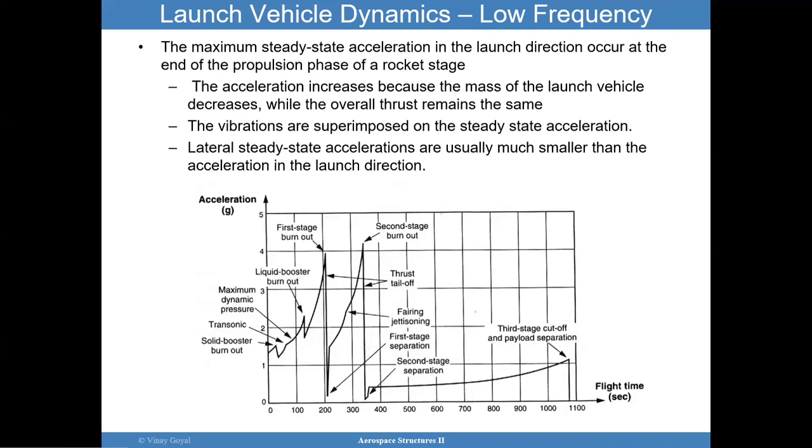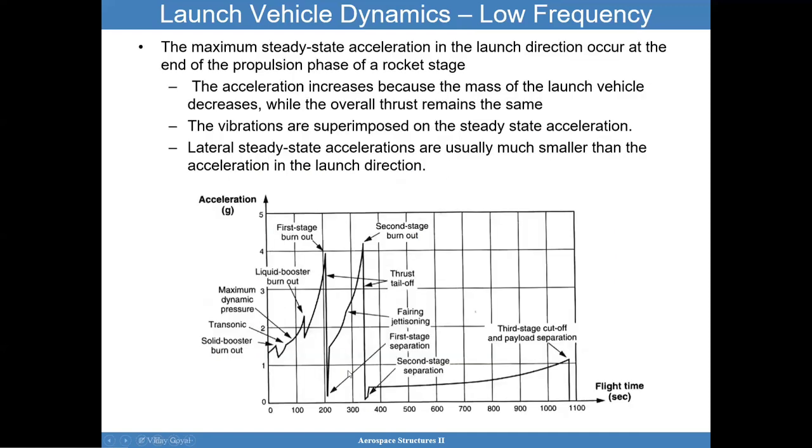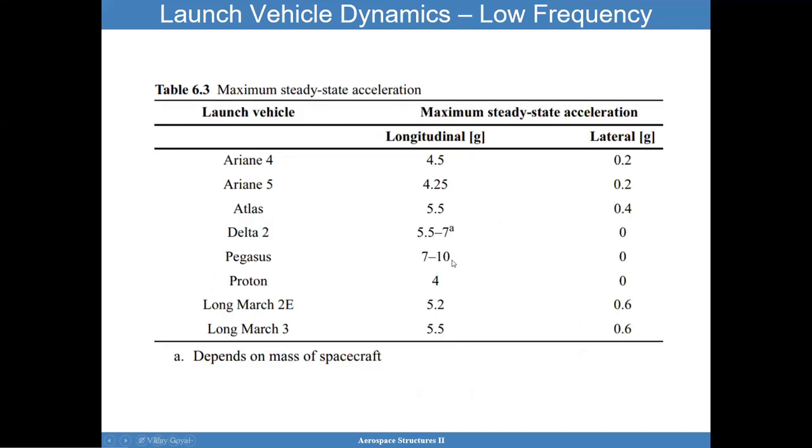The lateral steady state accelerations are usually smaller than the acceleration in the launch direction. Here are examples of maximum steady state accelerations that can be seen for various vehicles, such as the Orion 4, the 5, the Atlas, the Delta 2, the Pegasus, and the Proton. A note here is that depending upon the payload, this can also be impacted. You can see in general, the maximum acceleration is in the 4 or so Gs. The Pegasus went up to 7 to 10 Gs, as you can see here. The lateral steady state acceleration is fairly less than 1 G.